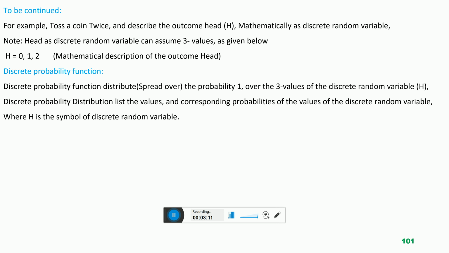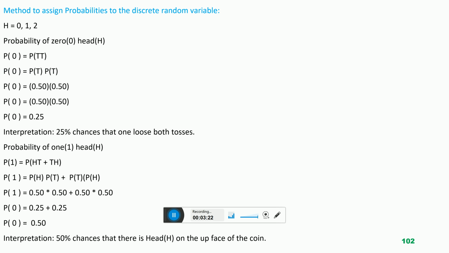So discrete probability function or discrete probability distribution function is used to assign probabilities to the values of the random variable. How we can assign probabilities to the values of the discrete random variable, we will learn in this section. Suppose our discrete random variable symbol is head. What is the experiment? Experiment is toss a coin. When we toss a coin, two outcomes are possible, head or tail. In this example, we are targeting the outcome head of the experiment toss a coin.